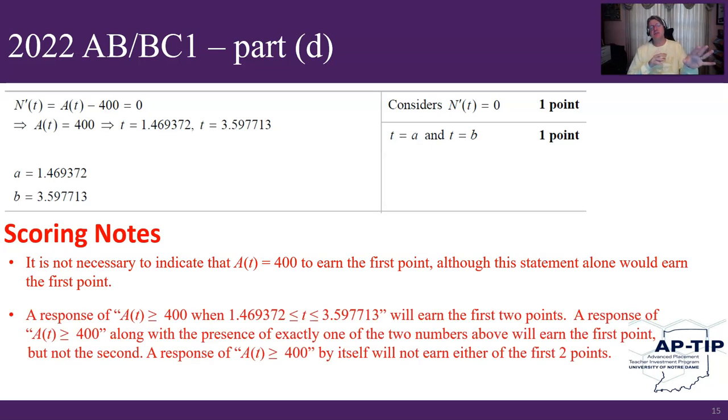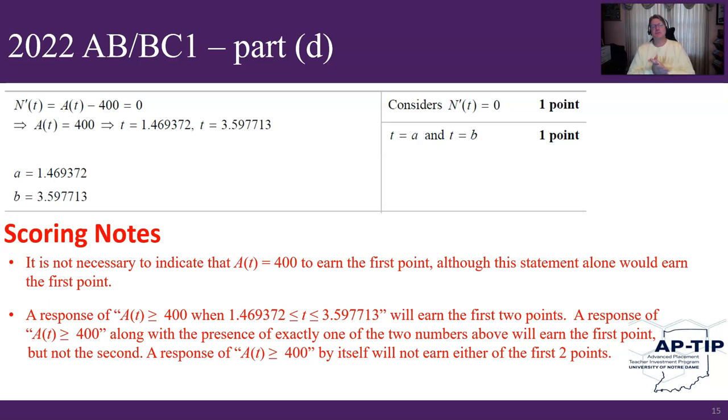Now, if a student were to say A of t is greater than or equal to 400 when t lies between those two values, that's going to earn the first 2 points. Although it doesn't specifically denote the values individually as an A and a B, we can certainly understand that those are going to be the endpoints of that interval, and thus the student would probably know to use those particular values. But nonetheless, those 2 points are certainly earned with that kind of response.